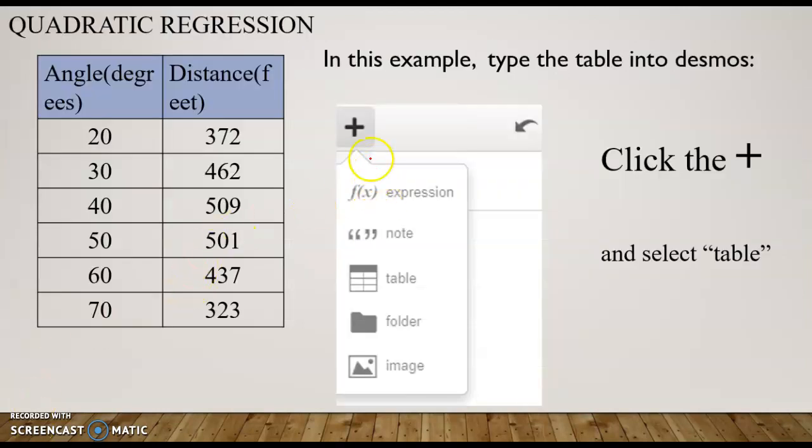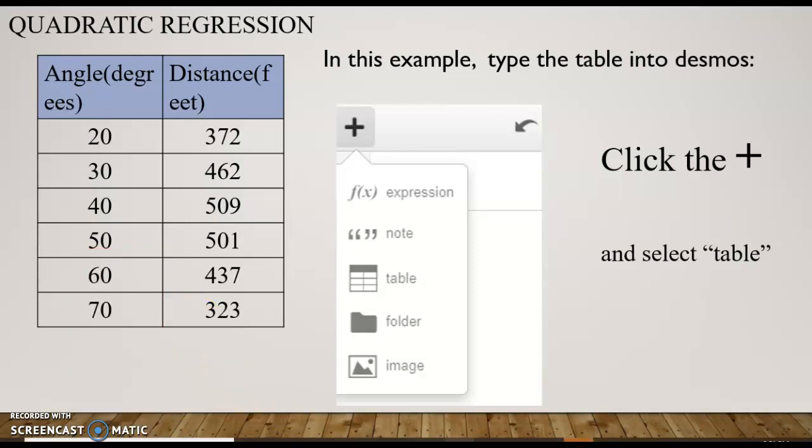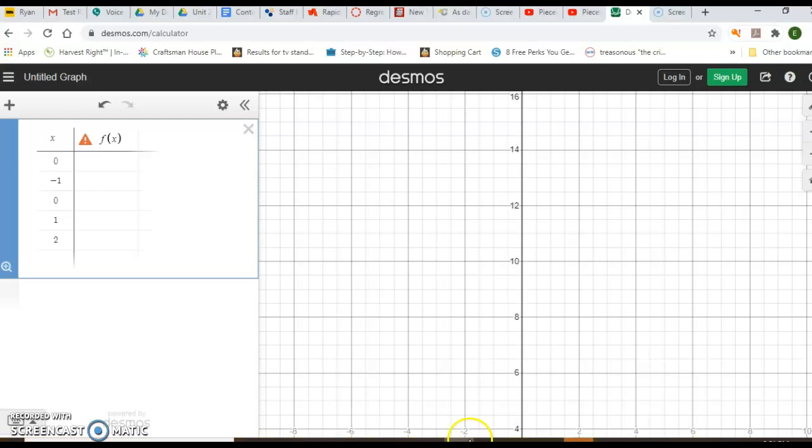A quadratic regression. So you're going to type the table into Desmos again. You add, and where I'm showing you the add part of this is right here. Add a table. Okay? That's where we're getting the add from.